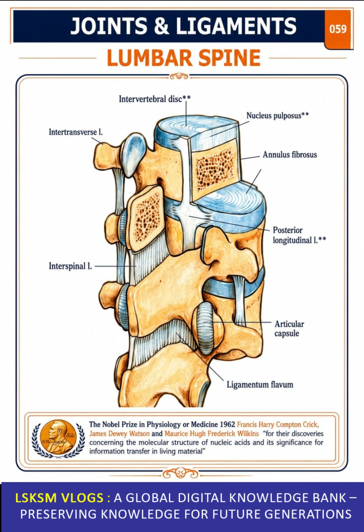Lumbar spine. The lumbar spine consists of five large vertebrae in the lower back. It supports most of the body's weight and allows bending and twisting.